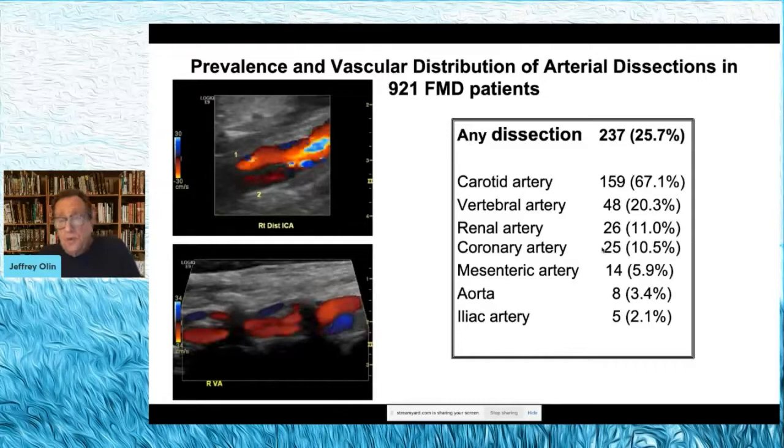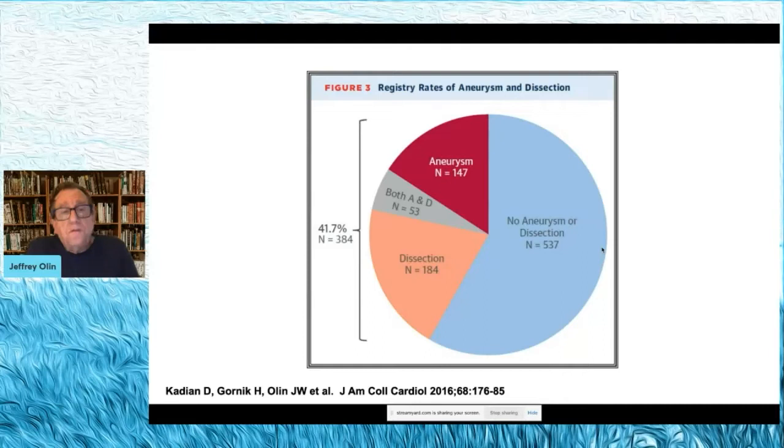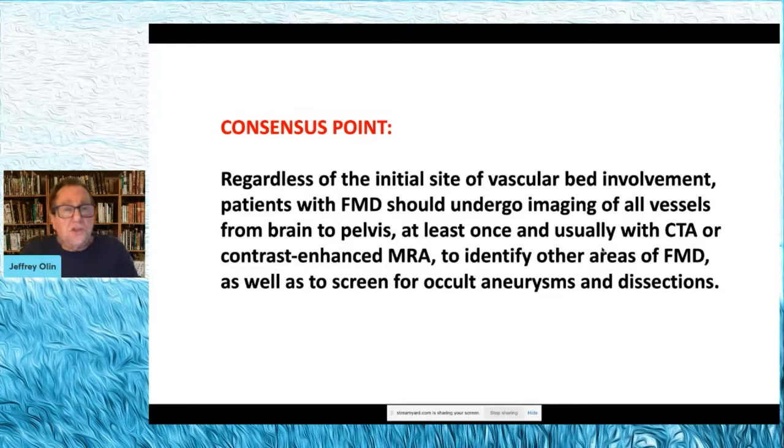So overall, 42% of patients had an aneurysm or a dissection in some vascular bed. And this has led the consensus document to state, regardless of the initial site of vascular bed involvement, patients with FMD should undergo imaging of all vessels from brain to pelvis at least once. We prefer CT angiography. It's got much better resolution than MR angiography. And not only are we looking for FMD in other locations, but we're looking for aneurysms and dissections.